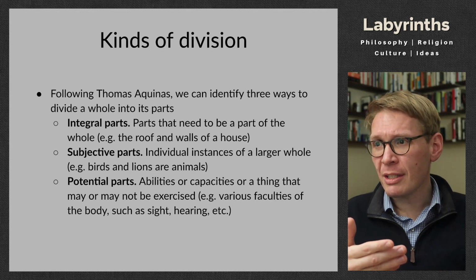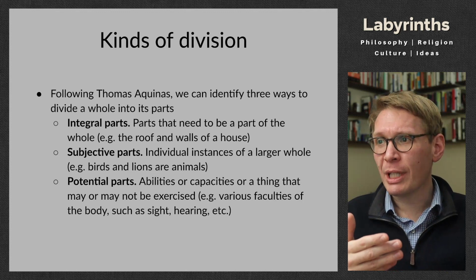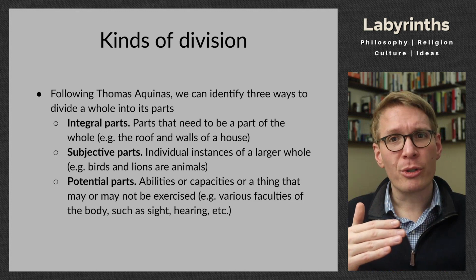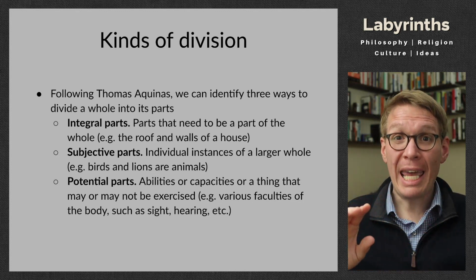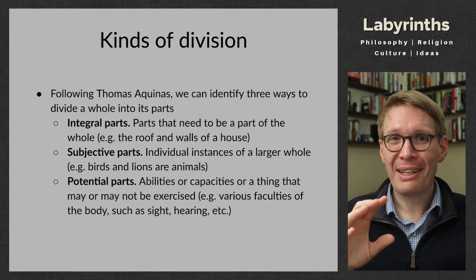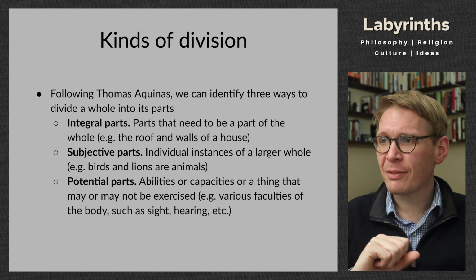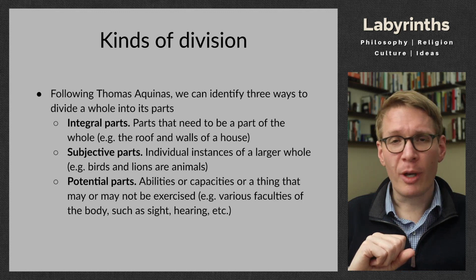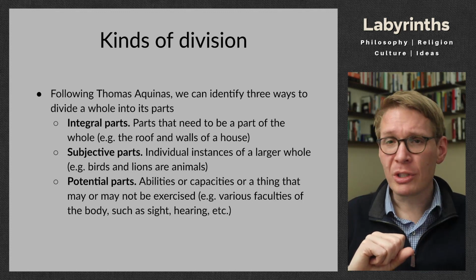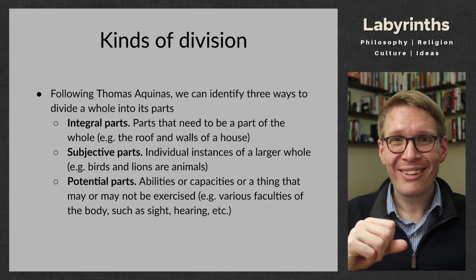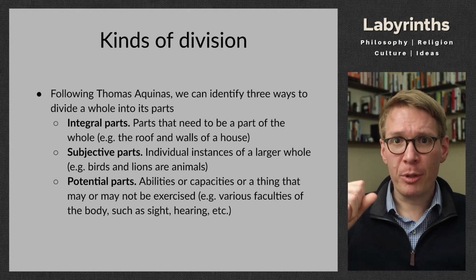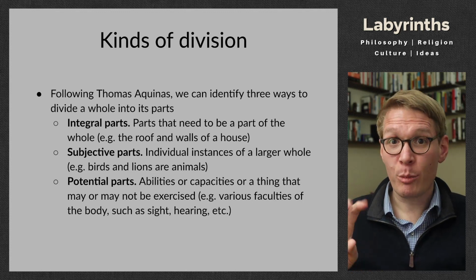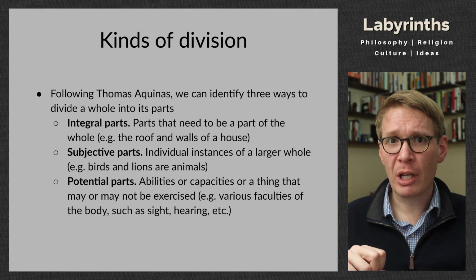Subjective parts. This is in the sense of individual instances of a larger whole. So parts of the category animal, that classification would include, for example, birds and lions. Birds and lions are subjective parts of the larger category animal. Animal is made up of all of these different subjective parts, of which birds and lions are two.